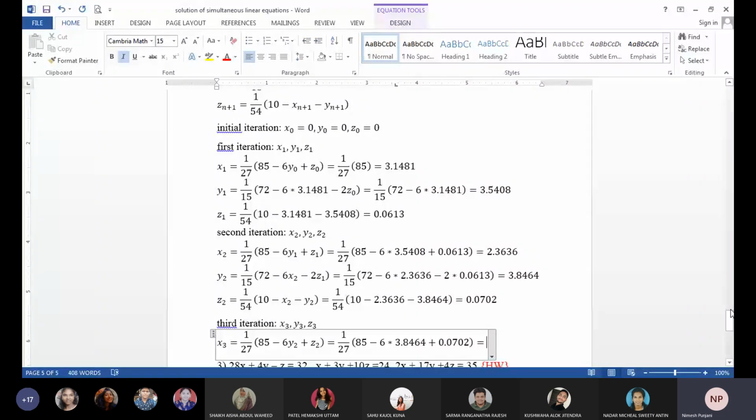Okay, so what is your x3? x3 is 1/27. 85 minus 6y2 plus z2. तो इसको कैलकुलेट करेगा तो कितना मिलेगा? 85 minus 6 into 3.8464 plus divided by 27. 2.960.